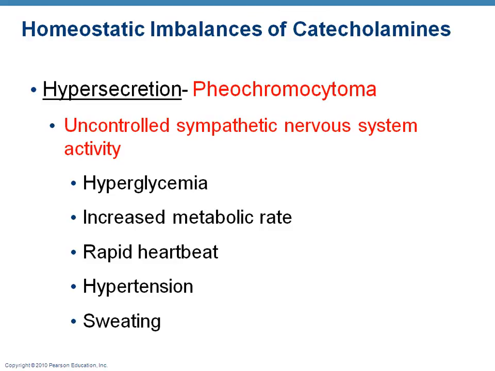Hypersecretion of catecholamines. So if you have too much epinephrine or too much norepinephrine, it's this pheochromocytoma, crazy word. Pretty much you have uncontrolled sympathetic nervous system function. So your sympathetic nervous system is telling you constantly to release epinephrine and norepinephrine, but you're not under great stress. It's just constantly being secreted anyway. So what is this going to do? You can go back to that picture and look.